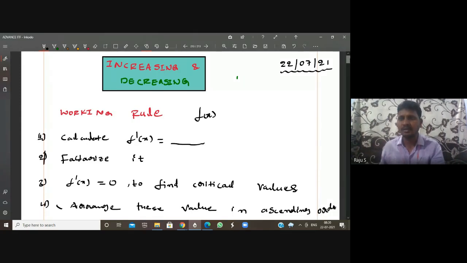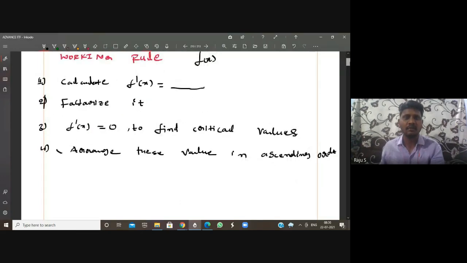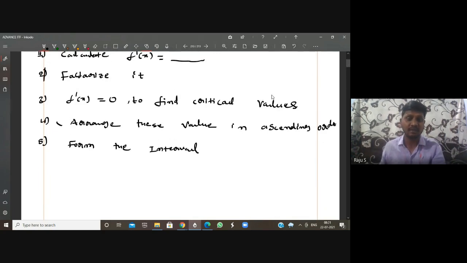After arranging in ascending order, what is the fifth point? The fifth point is that we have to form the interval. After forming the interval, we check whether f dash of x is greater than 0 or lesser than 0. If it is greater than 0, it is strictly increasing; greater than or equal to 0, just increasing. Lesser than 0, strictly decreasing; lesser than or equal to 0, just decreasing.